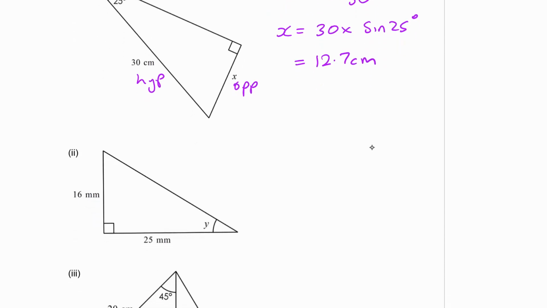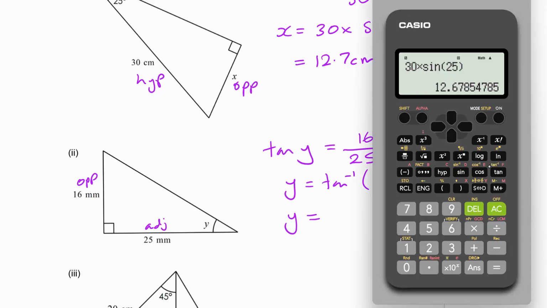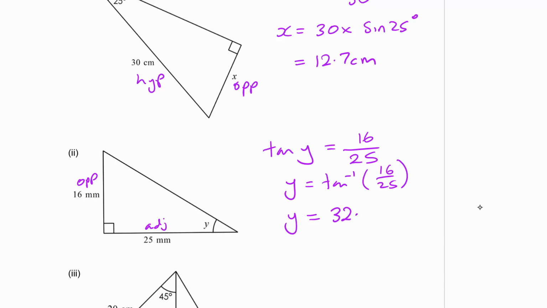Now for the next one, if y is here, this is opposite and adjacent. So it's going to be the tangent. The tangent of the angle, which is y, is going to be the opposite divided by the adjacent. And therefore y is the inverse tangent of 16 over 25. So y is going to be shift tan 16 over 25. And that is 32.6 degrees.